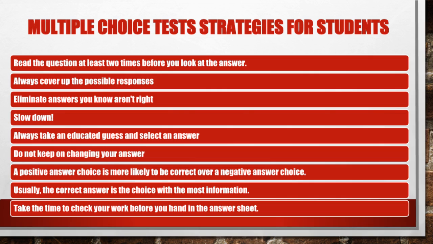Eliminate answers you know aren't right. Every answer you can eliminate increases your odds of getting the question correct. Slow down. Read all the choices before choosing your answer. Do not assume that the first answer is correct. Finish reading all the other choices, because while the first may fit, a latter one may be the better, more correct answer. If there is no guessing penalty, always take an educated guess and select an answer.